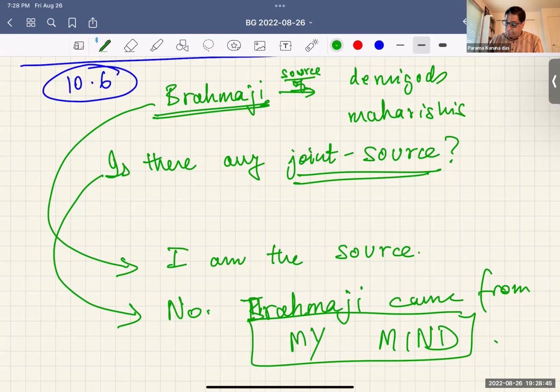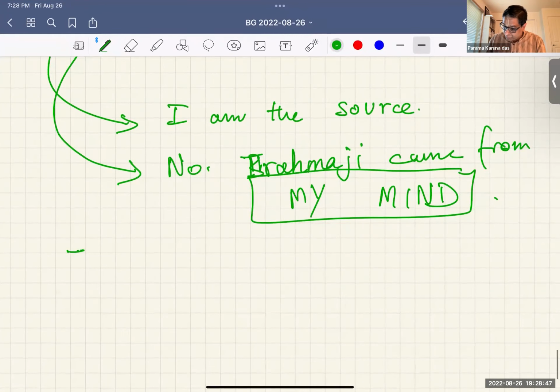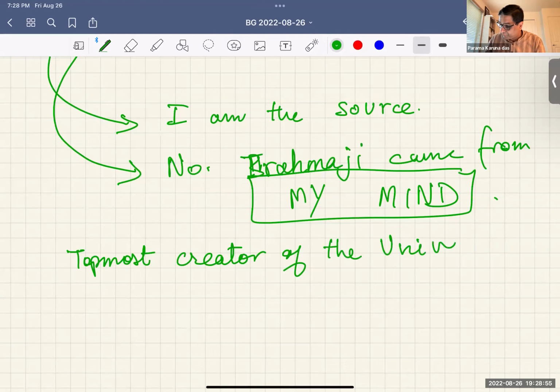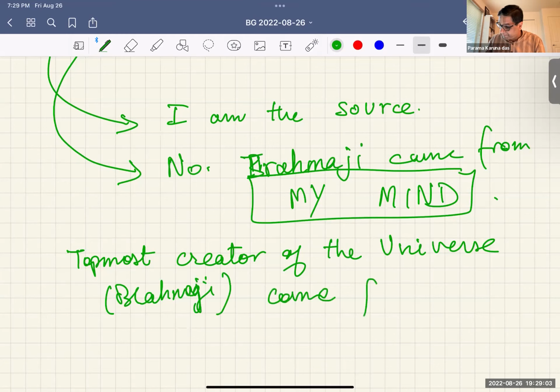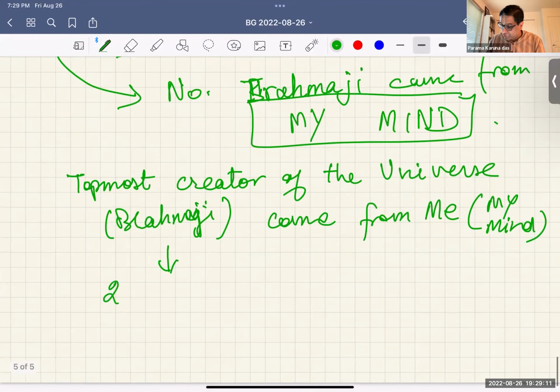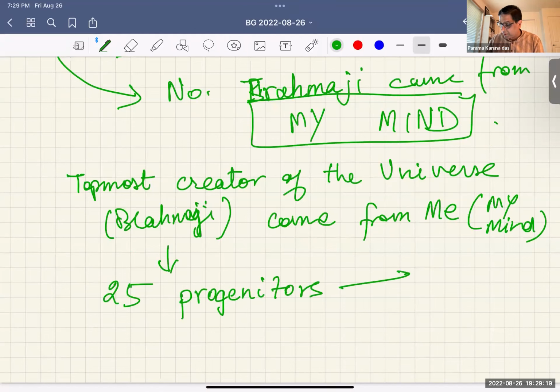Okay. So the focus of 10.6 is that the topmost creator of the universe, which is Brahmaji, came from me or my mind. And from them come these 25 progenitors. How do you spell that? Progenitors. Who are these 25 progenitors Srila Prabhupada has mentioned in the purport?